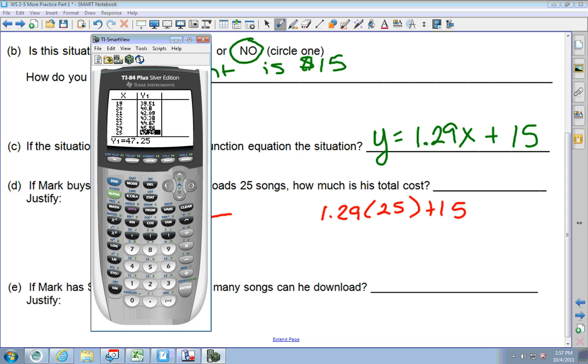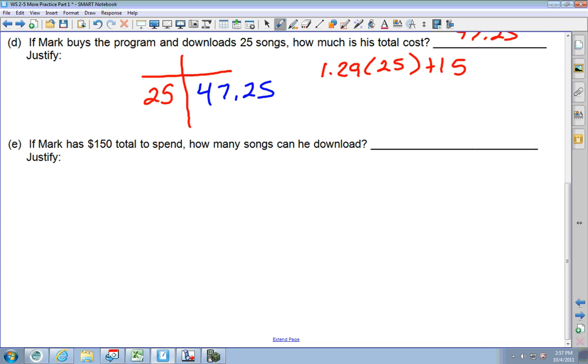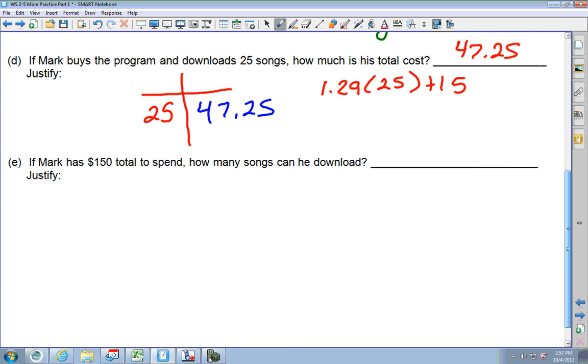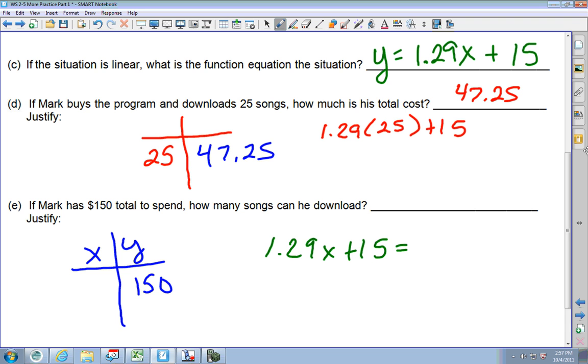There we go. It is 47.25. On the next one, it says, what if you had $150 to spend? Well, if you're talking about the money you spend, that goes in the y. That's $150. That's my y number. Now I could take 1.29x plus 15, set it equal to 150, and I could solve for x to get my answer. That's how you would do it by hand.